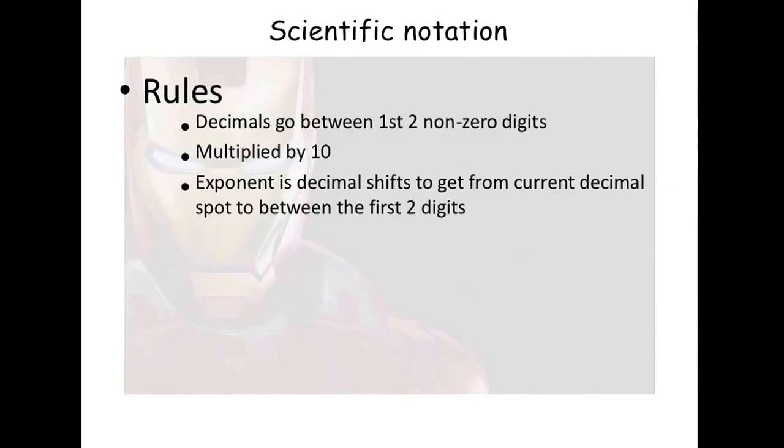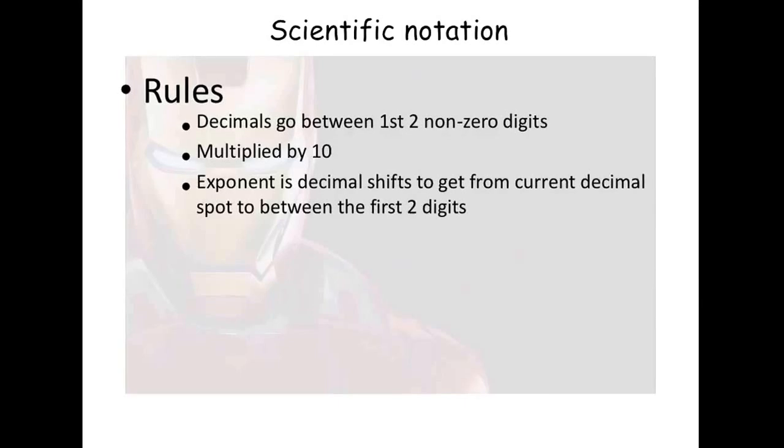So, when doing scientific notation, here are your rules. Decimals must go between the first two non-zero digits, then it's times 10, then the exponent of your 10 is the number of decimal shifts it takes to get from the current decimal spot to between the first two digits.